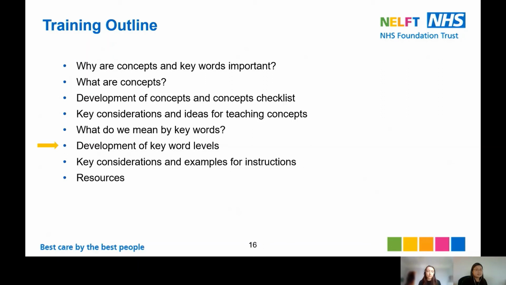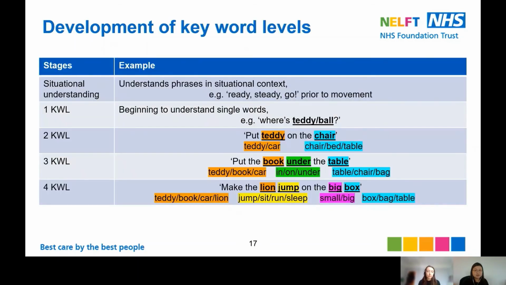Hopefully, we now have a basic understanding of what keywords are, and we'll move on to the development of keyword level understanding. Here's a general order of development of keywords. Children and young people tend to have a situational or contextual understanding first, such as understanding phrases within the context. So in a game, you might say ready, steady, go prior to moving. Then they move on to understanding phrases, sentences, and instructions with 1, 2, 3, then 4 keywords, such as for 1 keyword level, where's the teddy or where's the ball?